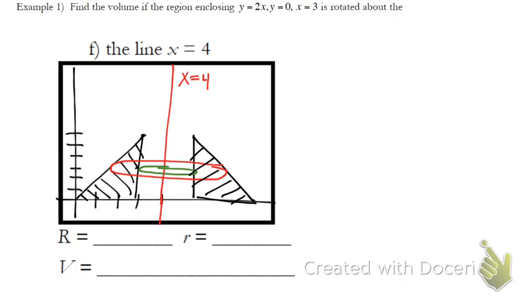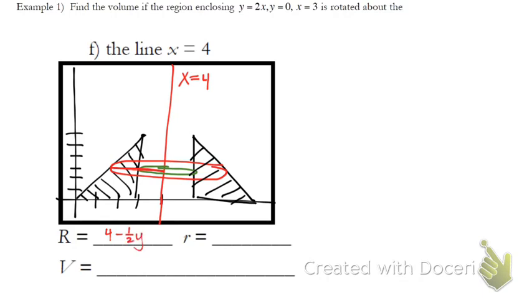So to represent the radii, the outside radius, the red one I just drew right here. So again, tilt your head to the right. This top function right here is x equals 4. So the top function is 4. The bottom function, remember, in terms of y, is x equals 1/2 y. So my outside radius is 4 minus 1/2 y.